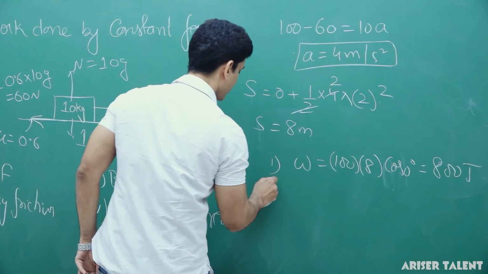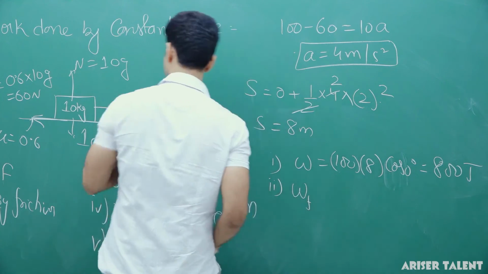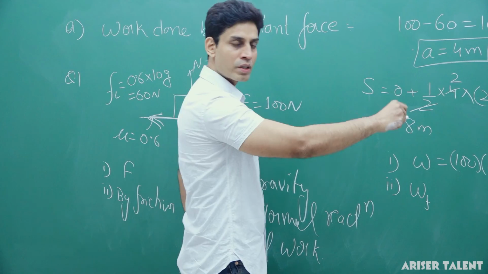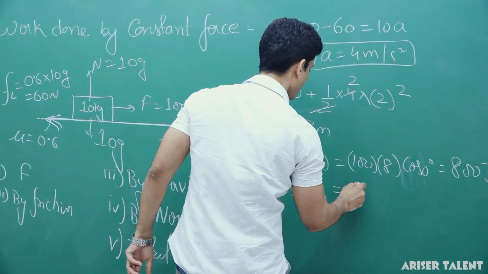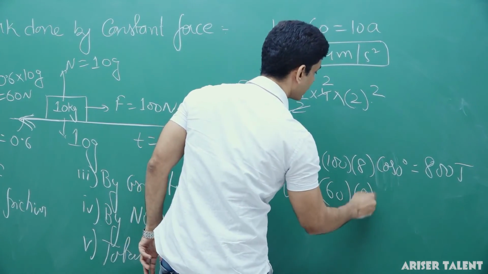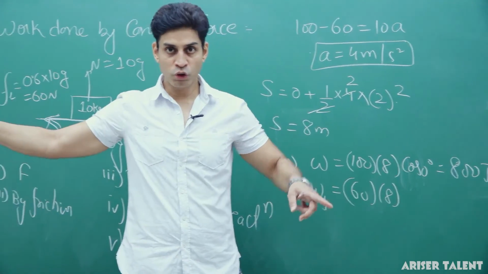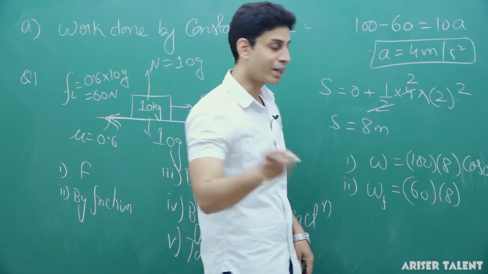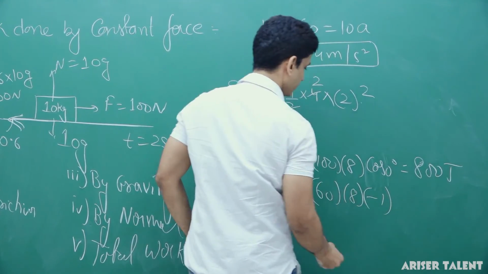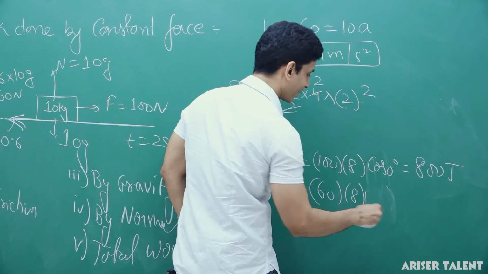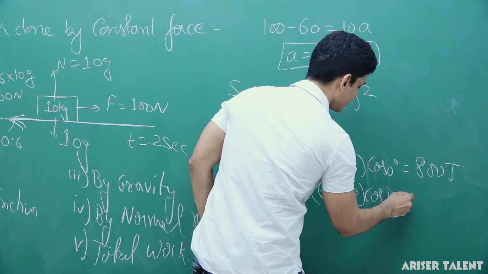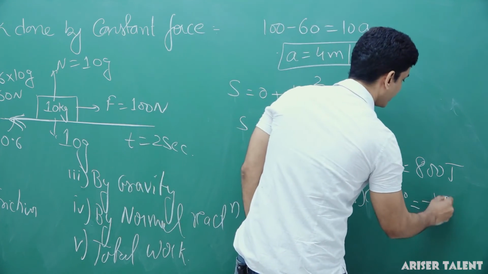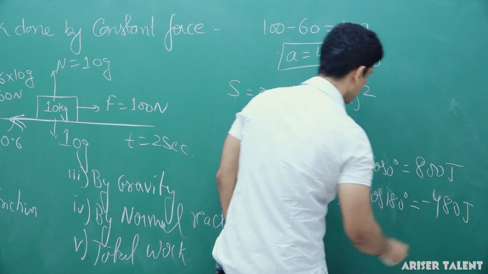Fine. Now second is work done by friction. Friction is in the backward direction, displacement is in the forward direction. So the work done will be friction force, displacement, and the angle between them. The angle between them is 180 and cos 180 is minus 1. Okay, I am writing this cos 180. So how much is it? Minus 480 joule, not Newton.